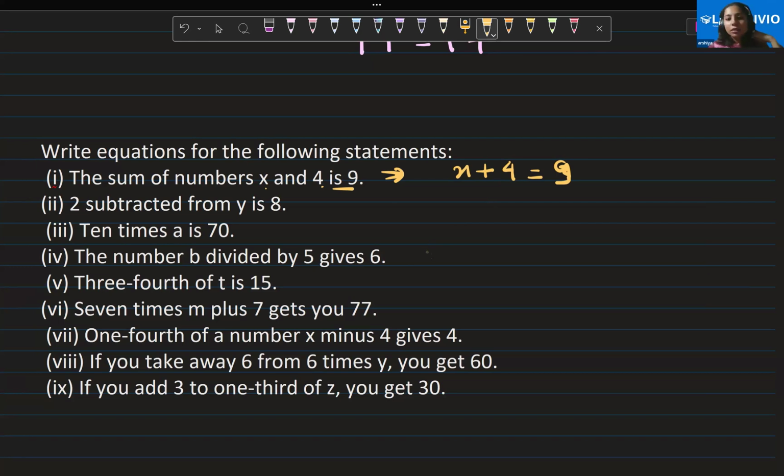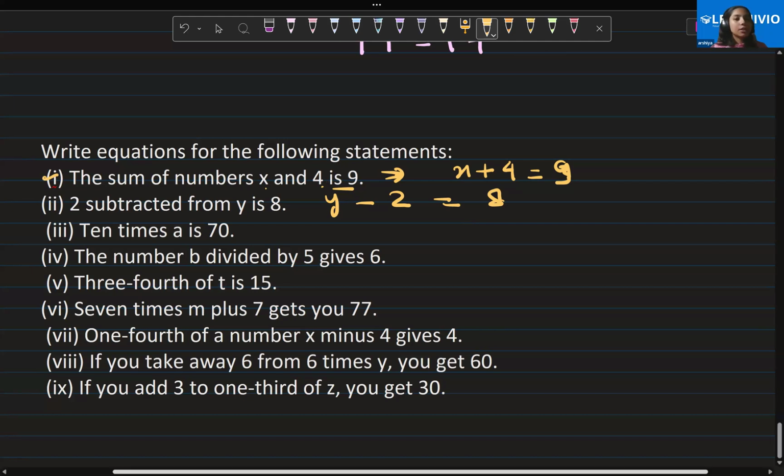Is that clear? Yes, ma'am. Second one is 2 subtracted from y is 8. So basically 2 subtracted from y is y minus 2 and it should be equal to 8. Clear so far? Yes, ma'am. Okay, write the statement and write the equation and then I'll give you guys the questions.